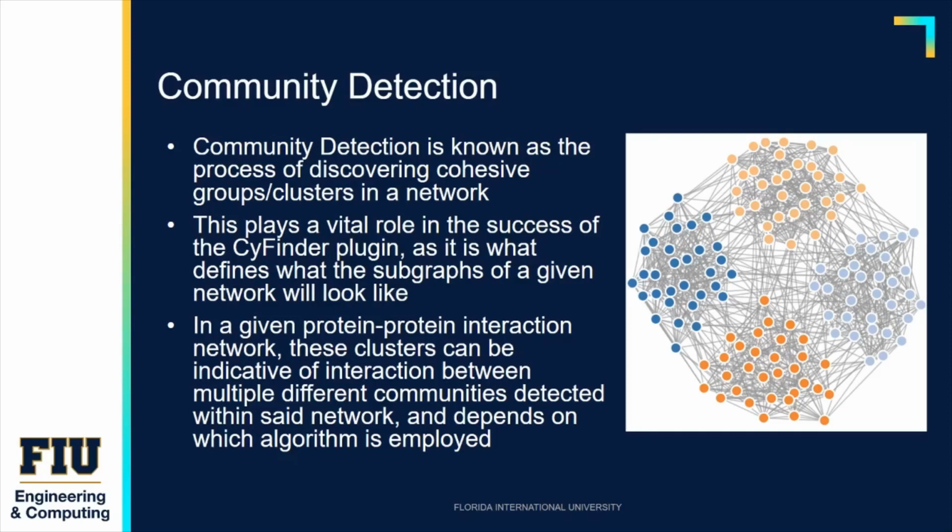And so, in a given protein-protein interaction network, such as the graphs we're testing on, these clusters can be indicative of interaction between multiple different communities detected within said network, and it depends on which algorithm is employed. Again, as stated before, if you're implementing an algorithm called Louvain, which is a community detection algorithm implemented by a previous group, we could expect to see different results than implementing one called leading eigenvector, walktrap, or Girvan-Newman. These are all just community detection algorithms that I'm listing out, but you could expect to see some different results between each of them. Each of them is used for its own purposes.